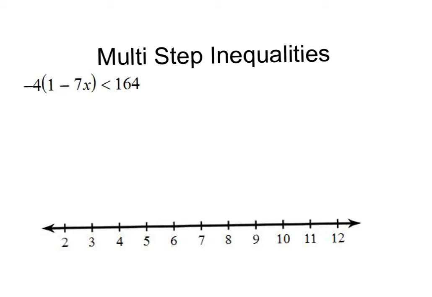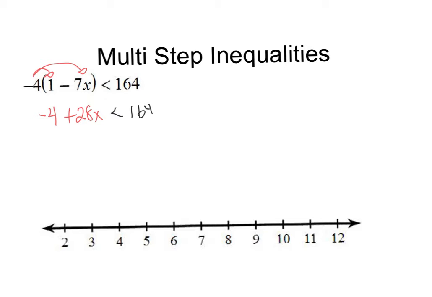So here I have an example, and the very first step is I want to distribute that -4 because I still want to follow the same rules I would for solving regular equations. So I'm going to multiply -4 with 1 and -7x. So that's going to give me -4. -4 times a -7 is a positive 28x. And then I'm going to bring down my symbol and my 164 because I did not do anything with it.